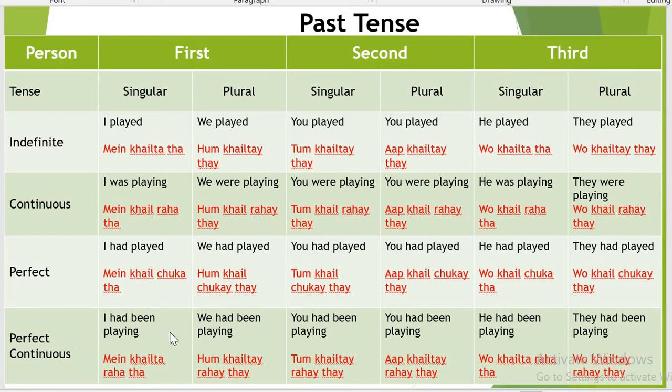Now, the last one is perfect continuous. I had been playing. मैं खेलता रहा था. हम खेलते रहे थे. तुम खेलते रहे थे. आप खेलते रहे थे. वो खेलता रहा था. वो खेलते रहे थे. So that finishes the past tense and its different versions: indefinite, continuous, etc. and first, second, third person, singular and plural.